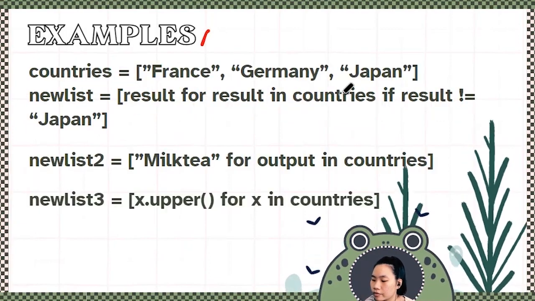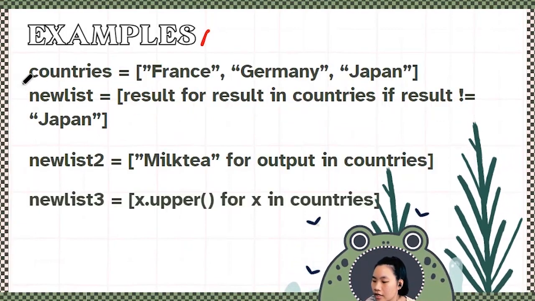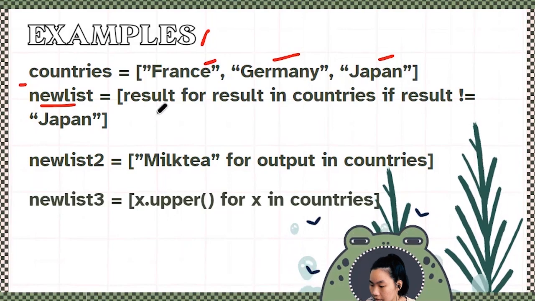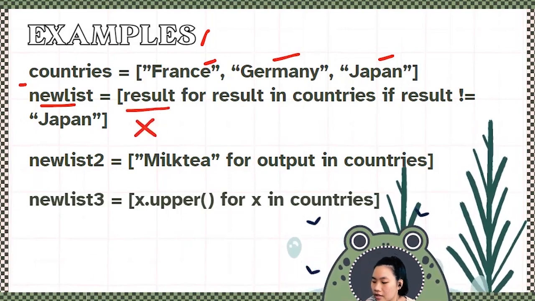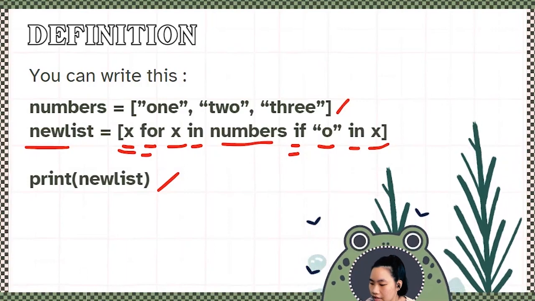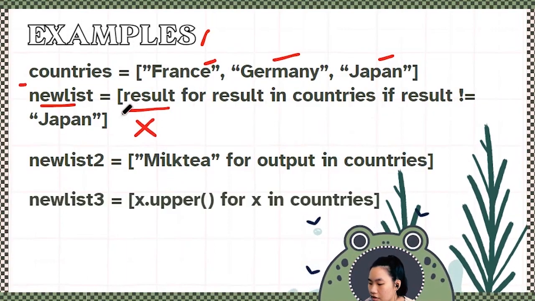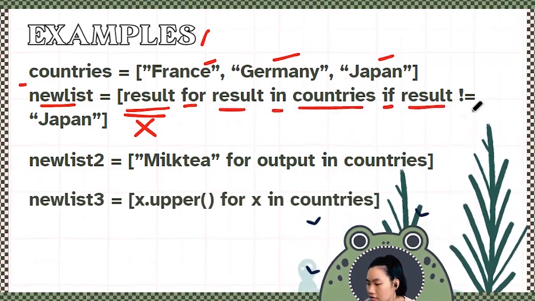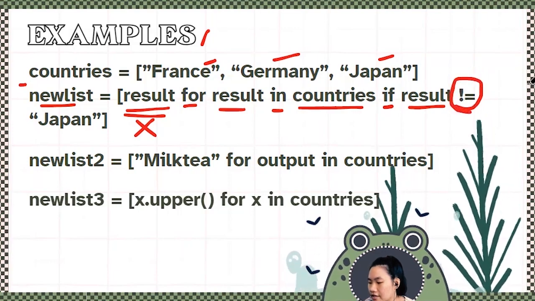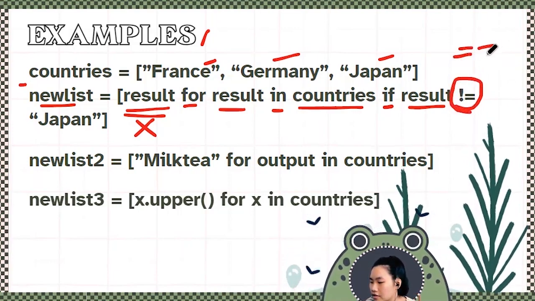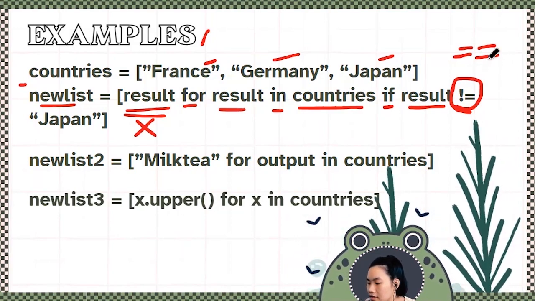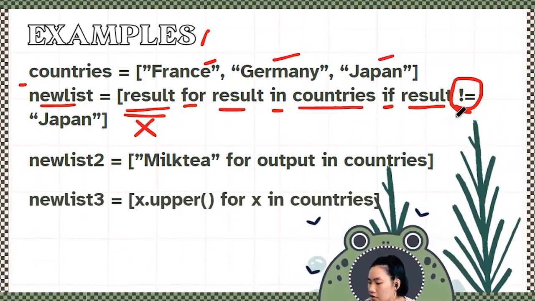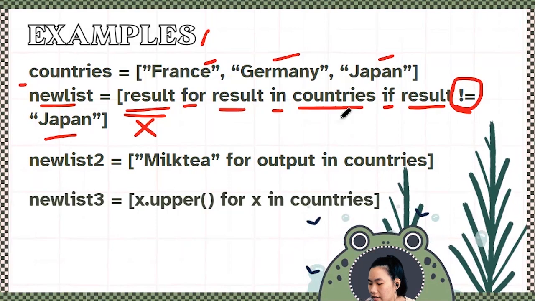I have some examples here before we move on to the demonstration. I have a list named countries with France, Germany, and Japan. New list, result. Now this is in replacement of the x that you've seen here previously. Result for result in countries, if result does not, okay? This is the opposite of this comparison operator, which is equal. This simply means does not, it is the opposite definition. Let me just erase this. If result does not equal Japan, okay?